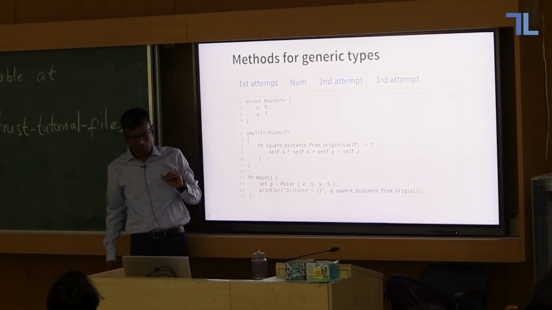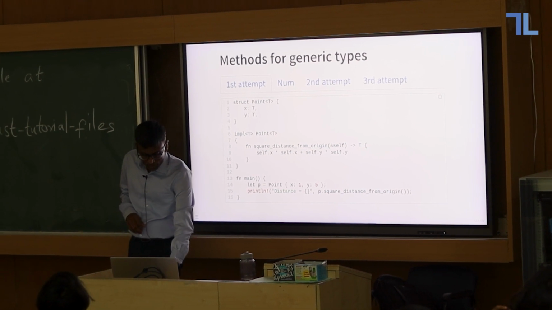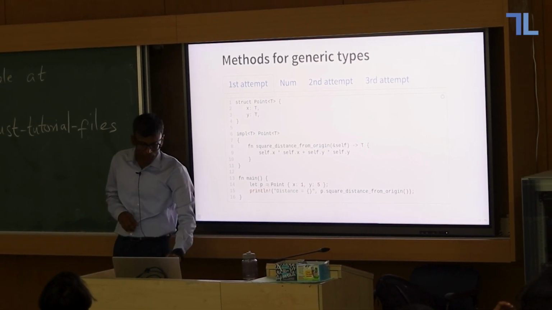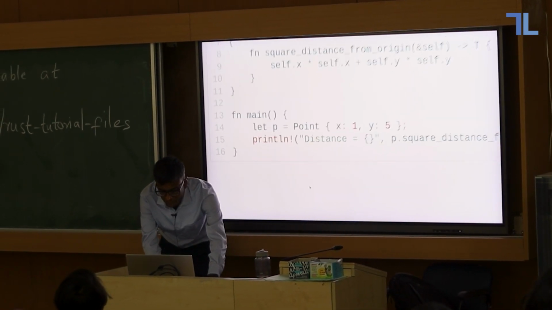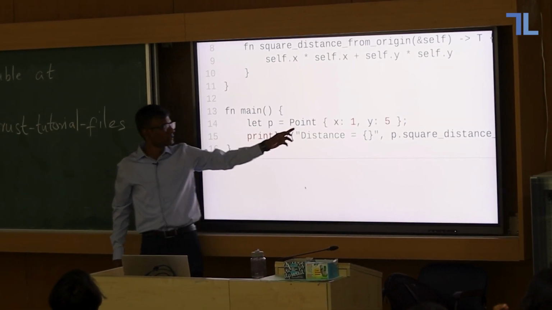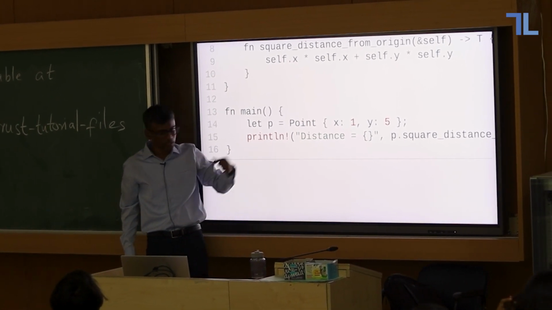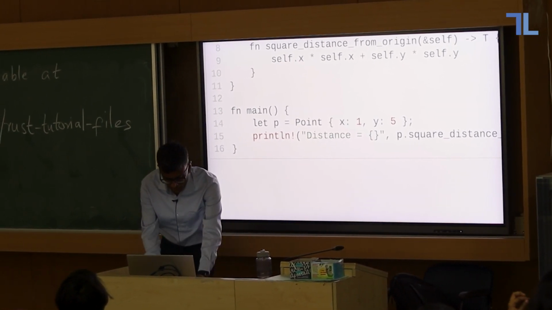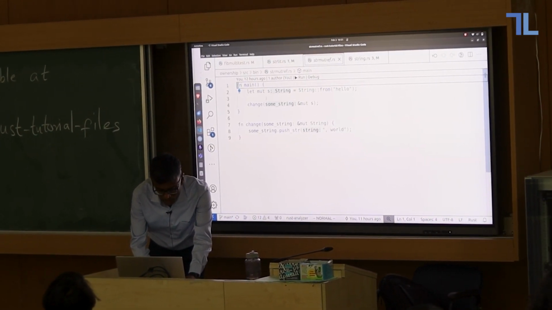And suppose I try to compile this. I say first attempt because it is not going to compile. So here I create a point. Make it bigger. Point p is a point with coordinates x, y as 1 and 5, and I try to do this square distance. Let's see what the compilation error is.